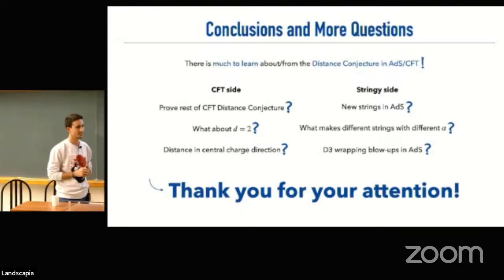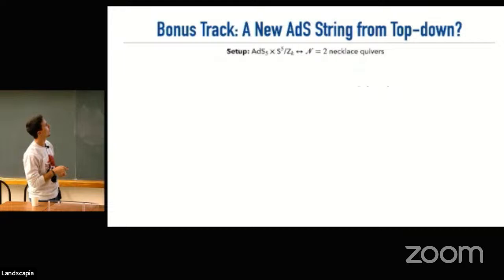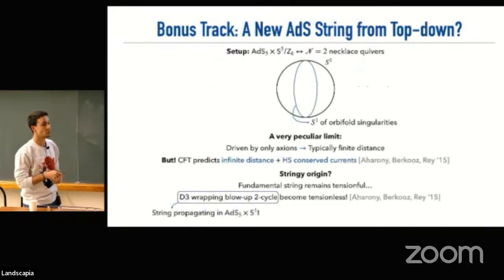Thanks. Could you say a bit more about the D3 branes that become tensionless? Like, why are they becoming tensionless? Is it because the 2-cycle is going to 0 or something? No, the 2-cycle is stabilized already at 0. The cycle has 0 volume.